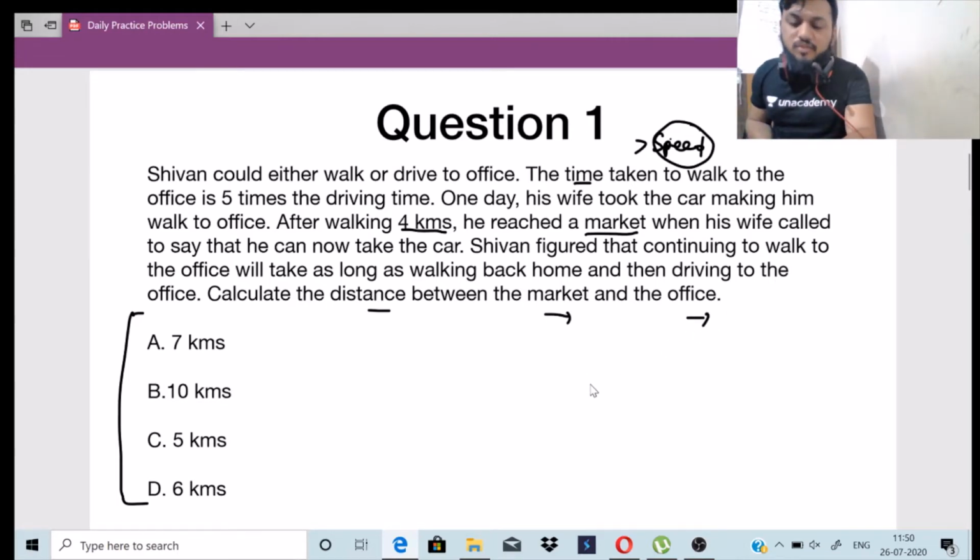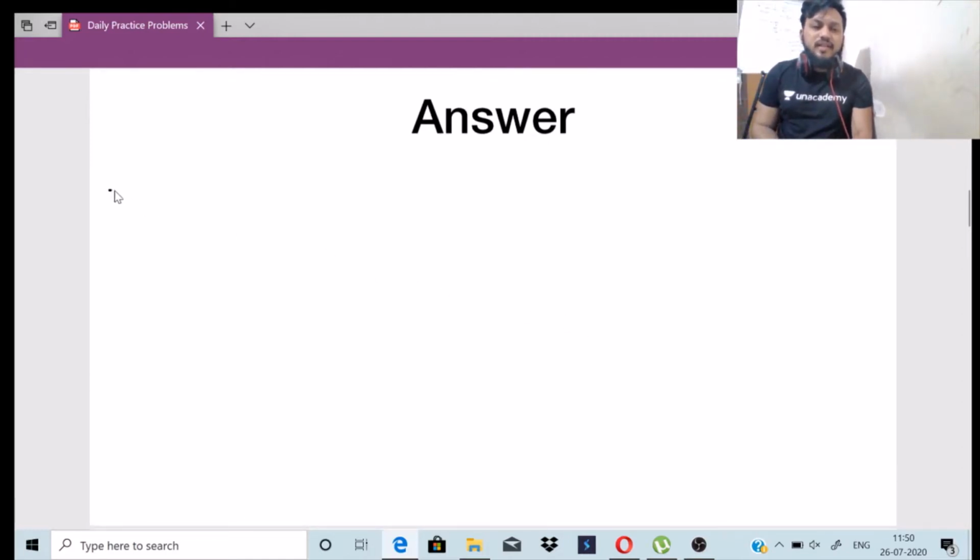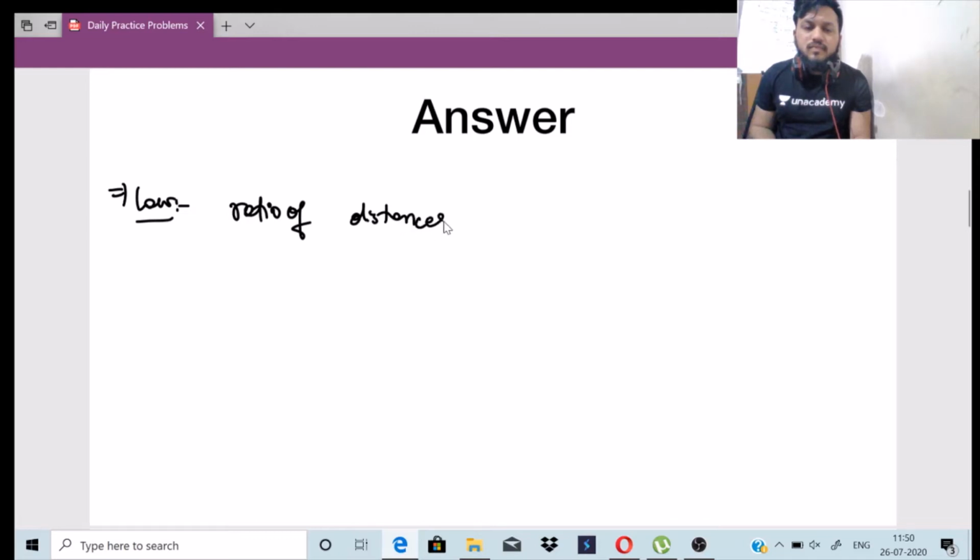A very simple question. Let's draw the solution here. We know one thing in time, speed and distance: it is a law or a rule. The ratio of distances is equal to the ratio of their speeds. ये एक law है, ये याद रख लो, but I won't be solving this question by this law.